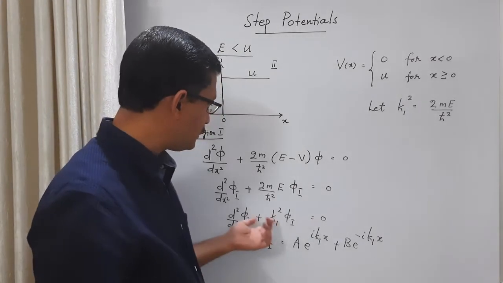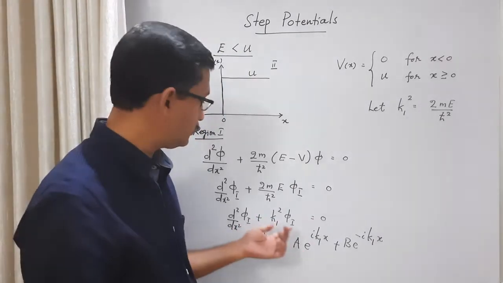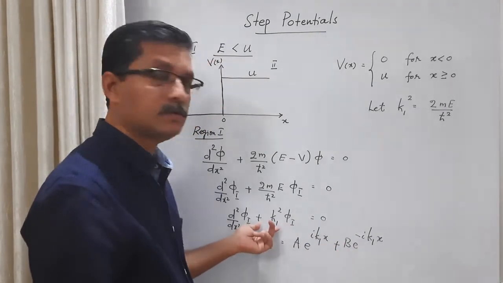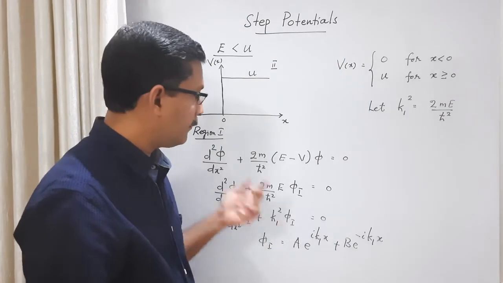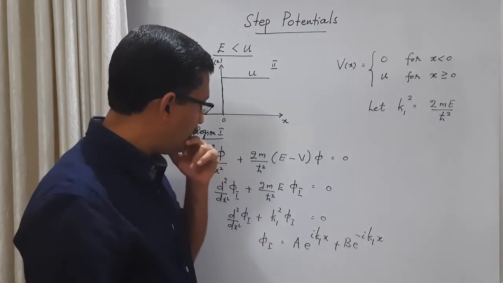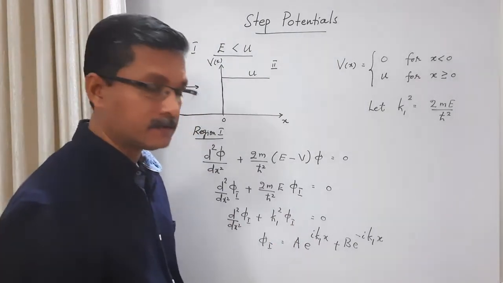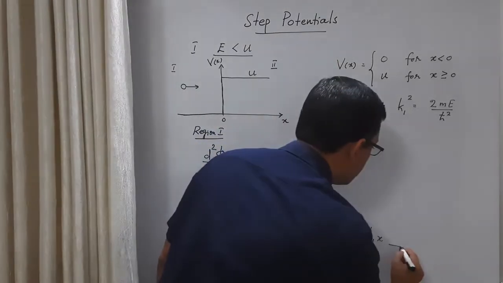You can check that e^(ik₁x) is a solution of this equation. e^(−ik₁x) is also a solution of this equation. You can check that. And so a linear combination of both is a general solution of this equation. Let's call it equation 1.